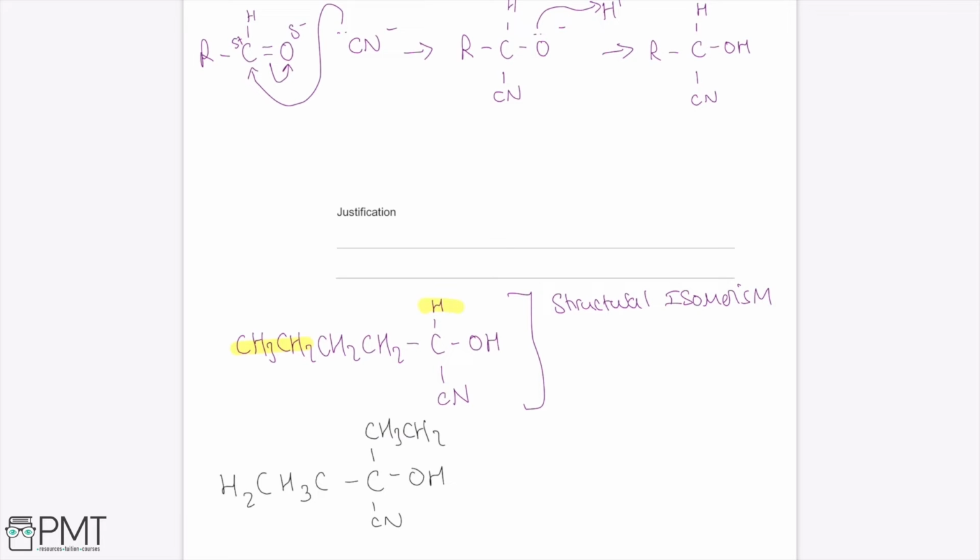Now, in terms of our justification, this is why this compound does not show stereoisomerism, because there are 2 ethyl groups present, meaning that there are not 4 different groups attached. So therefore, this central carbon is not a chiral carbon. So in this question, we get a mark for our structure, and then we also get a mark for saying that there are not 4 different groups attached.